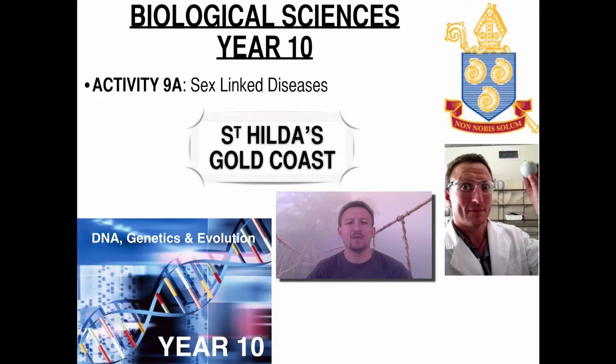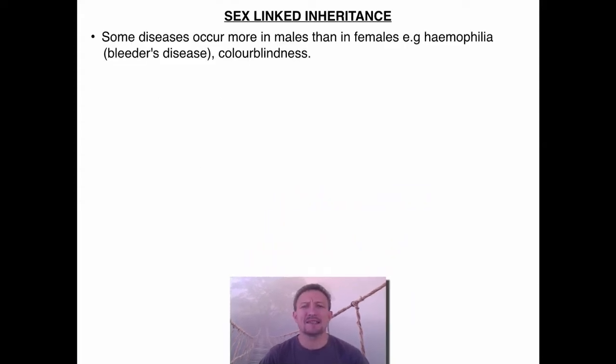This is Activity 9 where we're going to look at sex-linked diseases. Now basically sex-linked diseases are diseases which have a recessive gene which is coded for on the 23rd pair of chromosomes, which is the sex chromosomes.